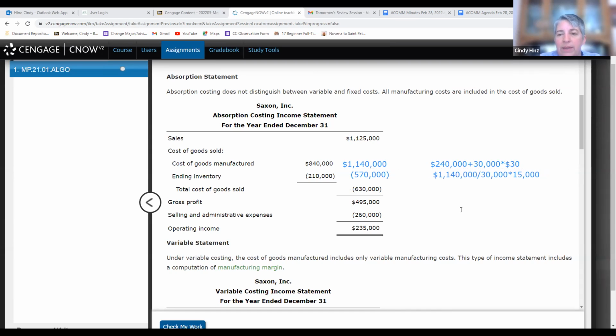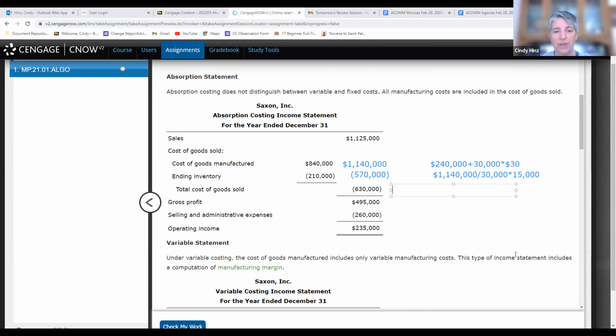So our ending inventory, rather than just going up by the $300,000 in extra variable cost, we're also going to be shifting some of the fixed costs to those new ending inventory units. Makes sense so far? I took our total cost of goods manufactured divided by the new units, 30,000, and we have 15,000 of those left. We get $38 per unit for 15,000 units. Our ending inventory would be $570,000.